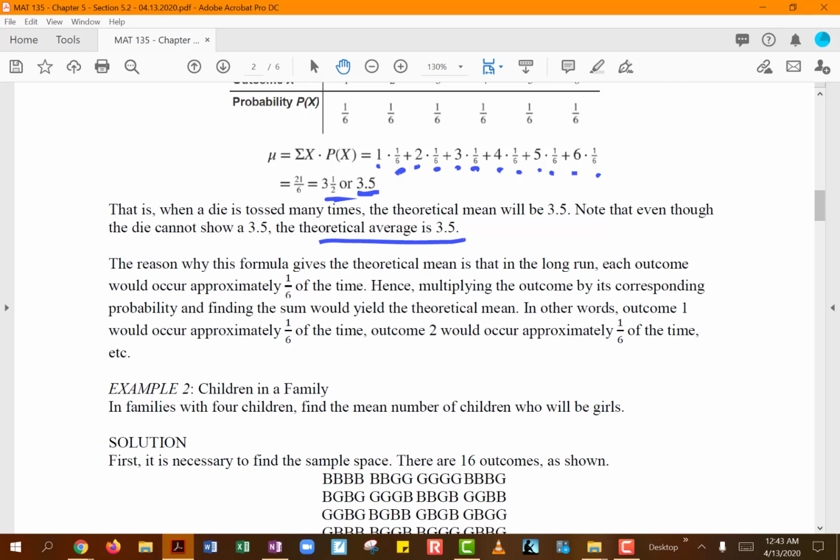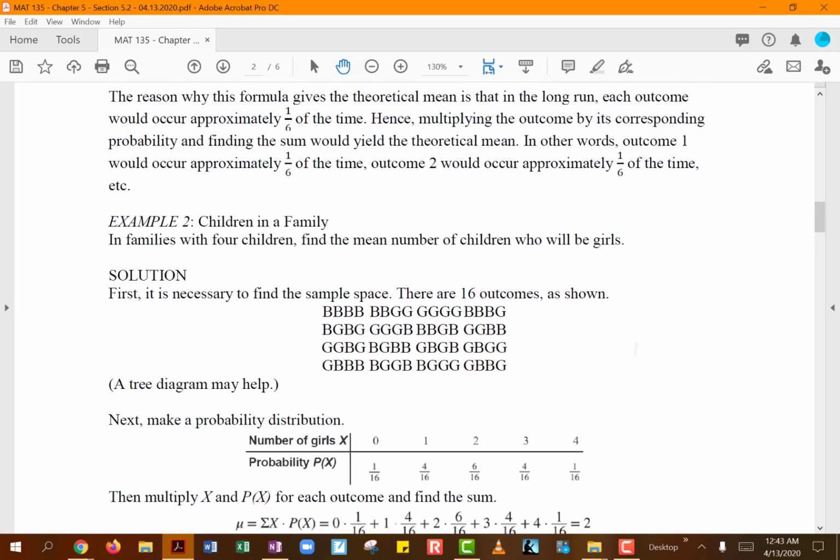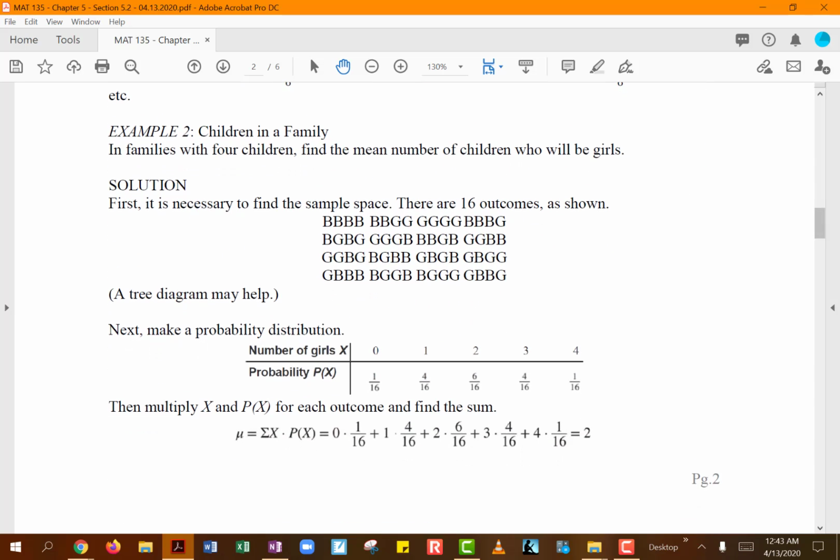So if we take our outcome 1, which is you would get 1 spot on your die, then of course you would say that would occur 1/6 of the time. Outcome 2 would occur 1/6 of the time. And so multiplying your outcome by its probability and finding the sum basically gives you that theoretical mean, okay?